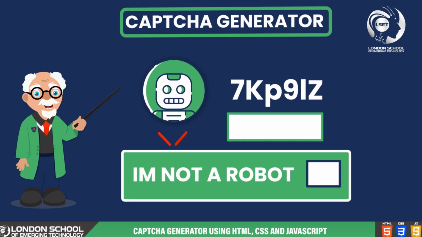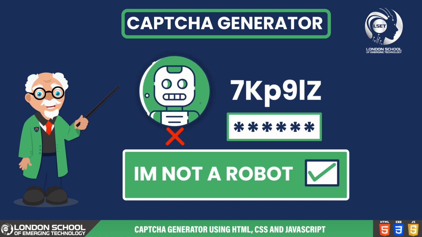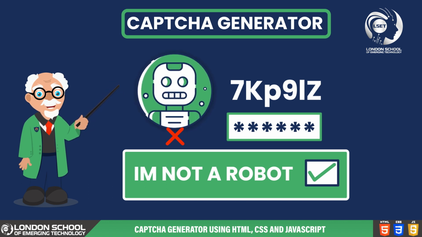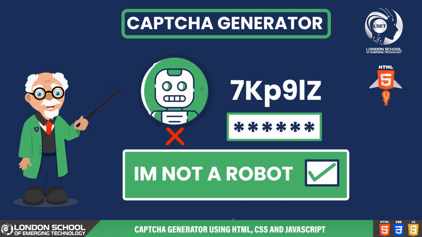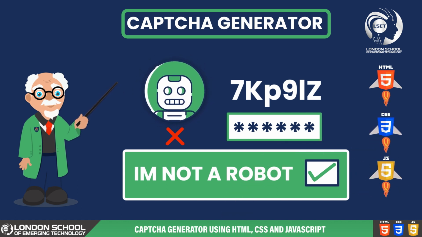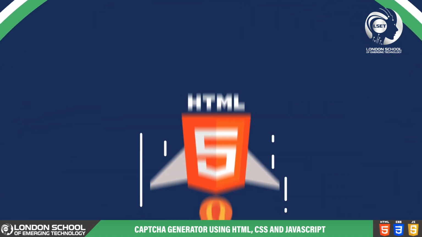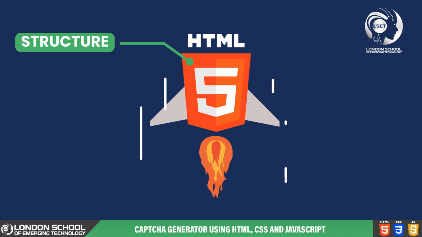Today, we're diving into the world of web development, where we'll be learning how to create a simple CAPTCHA generator using HTML, CSS, and JavaScript. CAPTCHAs are those little puzzles you often encounter online that help verify whether you're a human or a bot. Let's start by looking at the HTML code.